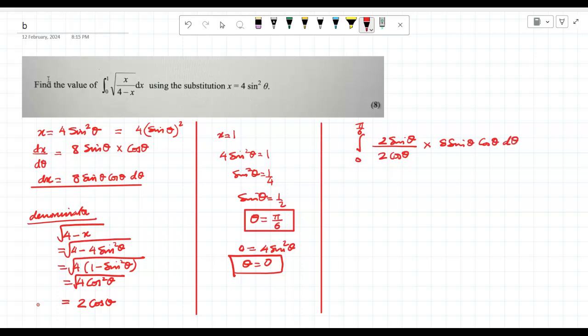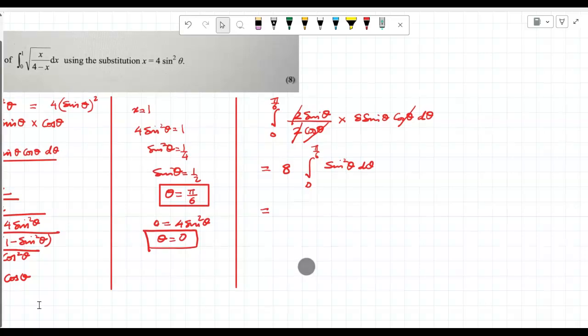How do you integrate that? Now 2 and 2 cancel, cos theta cancels. So 8 times the integral from 0 to pi by 6 of sin square theta d theta. Now this is very important. The integral of sine square theta and cos square theta is very, very important. It's not given.